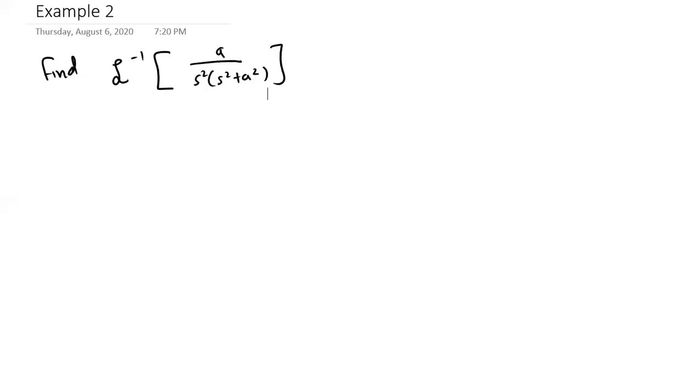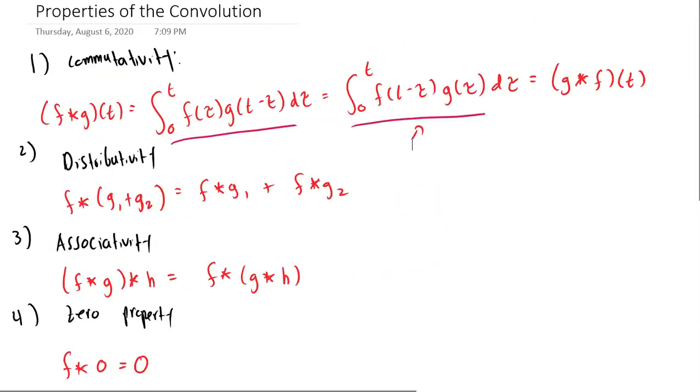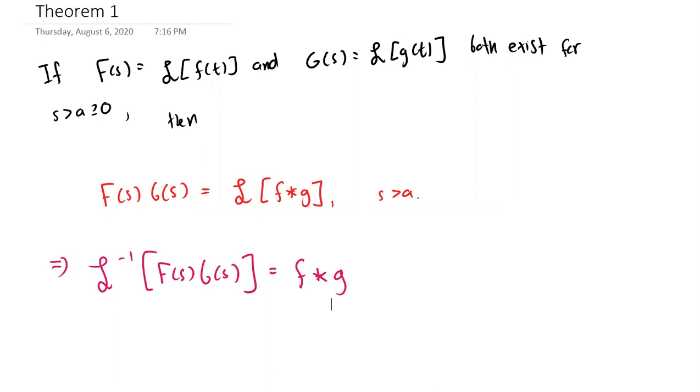Hello class. So in this video, we're going to continue on section 6.6, talking about convolutions of functions. In the previous video, we defined what f star g, or the convolution of f and g, is. We went over some properties of the convolution, and then we gave a theorem, which is the most important thing for us.